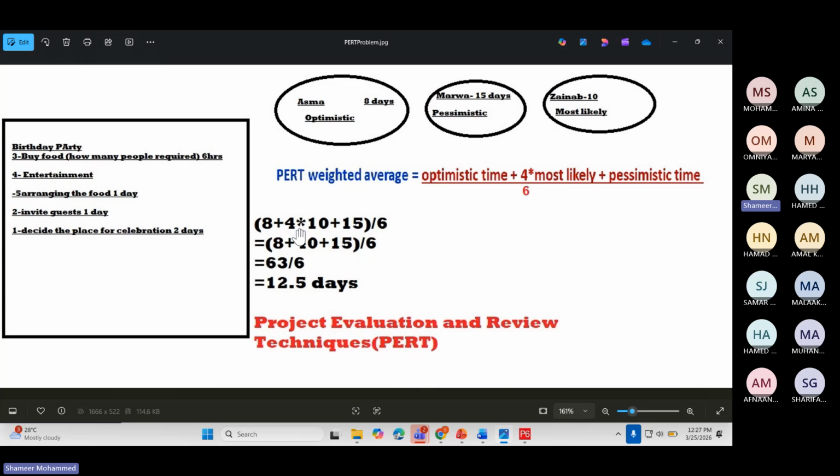So 4 into 10. So Marwa's 15 days means too much, too high. The time she's telling to complete the task is very high. 15 days she wants to take to complete the login page design. So now you carefully apply these values in this formula, multiply it. Here you need to follow the precedence. Multiplication has high priority. You should not add first 8 plus 4. If you do like that, then you will get the wrong answer. So you will lose marks.